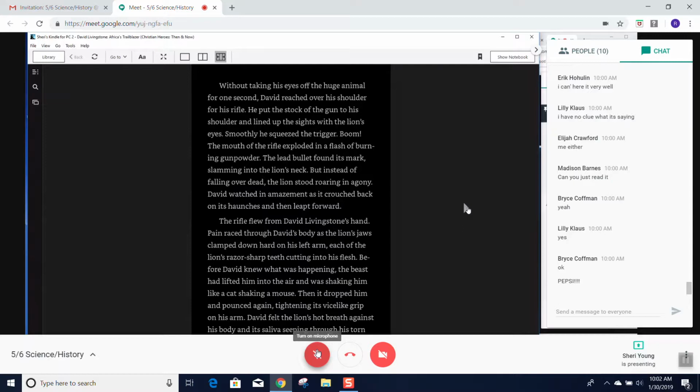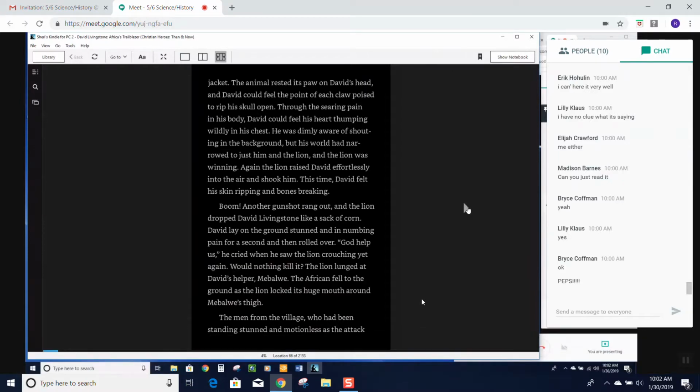The rifle flew from David Livingstone's hand. Pain raced through David's body as the lion's jaws clamped down hard on his left arm, each of the lion's razor-sharp teeth cutting into his flesh. Before David knew what was happening, the beast had lifted him into the air and was shaking him like a cat shaking a mouse. Then it dropped him and pounced again, tightening its vice-like grip on his arm. David felt the lion's hot breath against his body and its saliva seeping through his torn jacket. The animal rested its paw on David's head, and David could feel the point of each claw poised to rip his skull open.